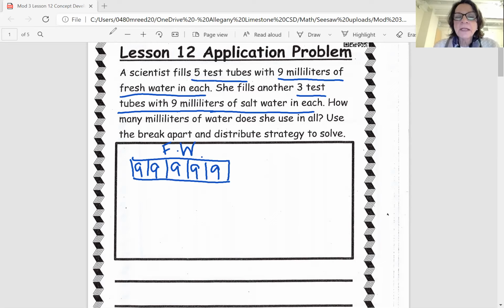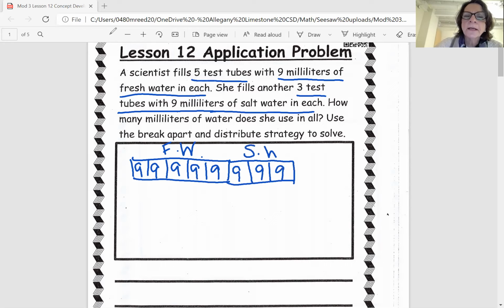All right. Now that's not all I need to draw. She fills another 3 test tubes with 9 milliliters of salt water. So now I'm going to add on to my tape diagram, and I'm going to do 3 more units. And again, they're each filled with 9 milliliters of water. Above this part of my tape diagram, I'm going to put SW for salt water.